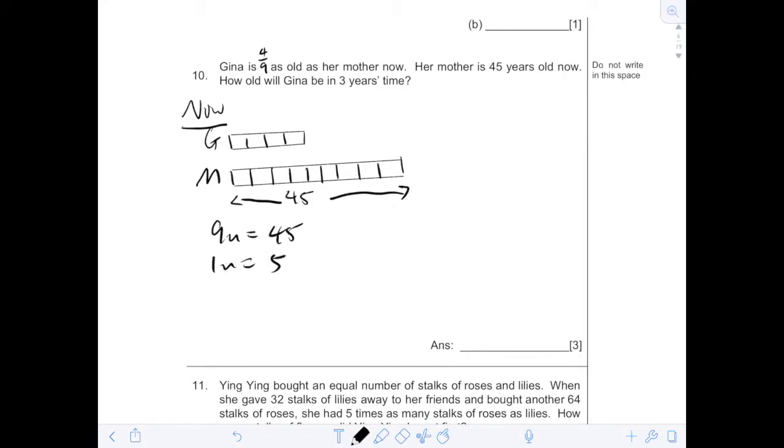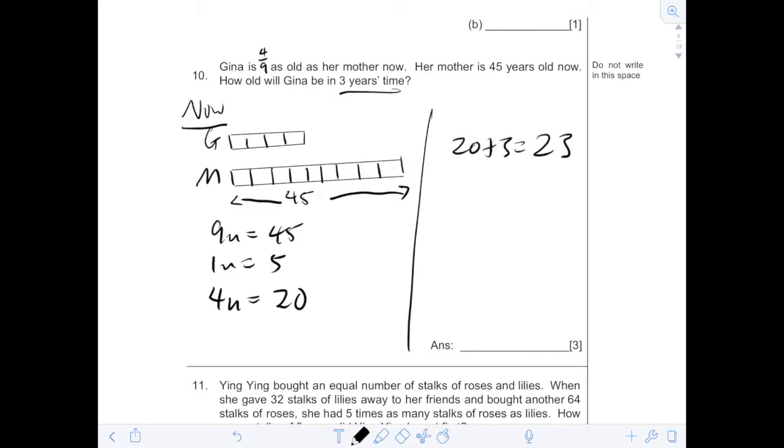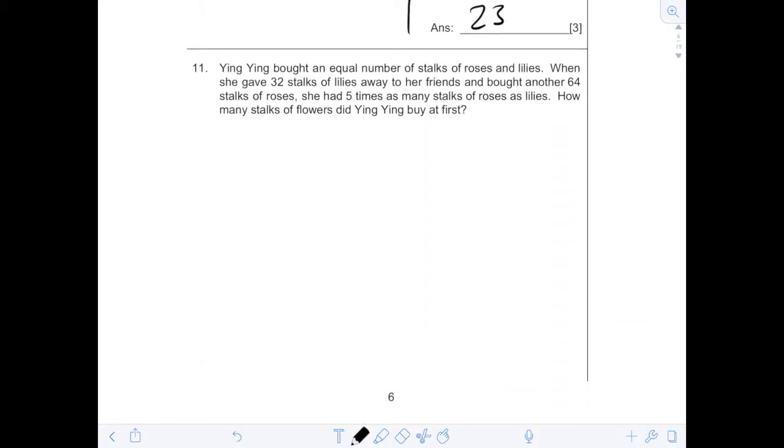1 unit will therefore be equal to 5, and Gina's current age will be 4 units. You get 20. So Gina is 20 years old now. You want to know how old will Gina be in 3 years' time? All you need to do is take the 20 plus 3. You get, she'll be 23 years old by that time. Okay. I'm moving on to question 11.